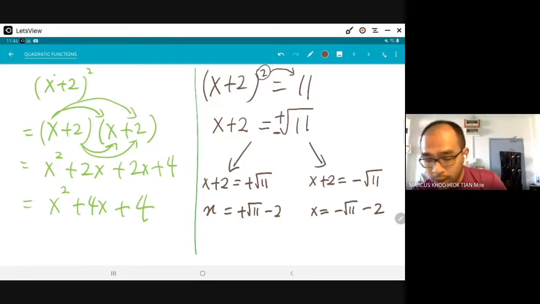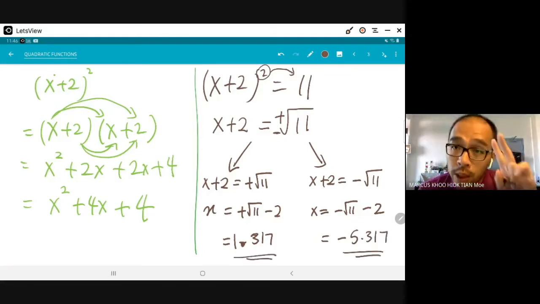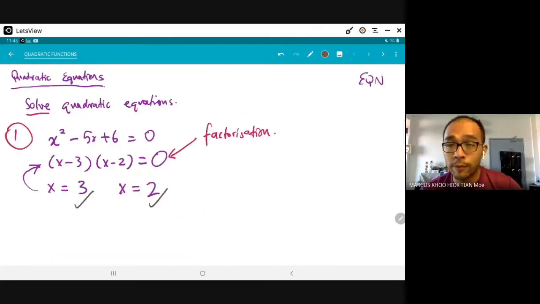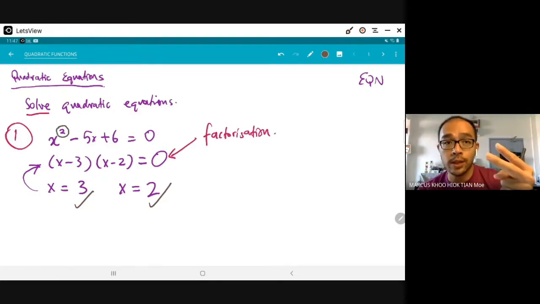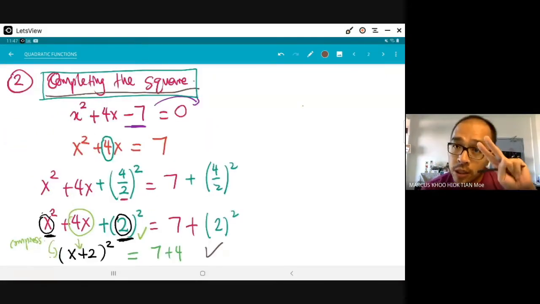Okay, so you will get one answer equals to, this is probably negative 5, this is probably 1.317 dan negative 5.317. Perhatikan bahawa sentiasa ada dua jawapan X. Macam tadi, bila kita buat pemfaktoran kan ada dua jawapan X. Because dia punya equation adalah x squared. So kalau x squared kan dia punya solution mesti ada 2. Okay, kalau sama ada kau pakai completing the square, dia punya solution pun mesti ada 2.